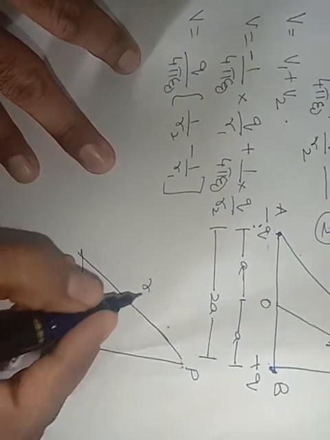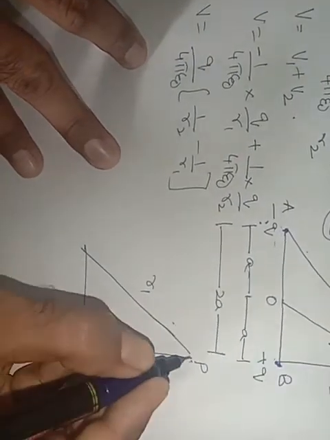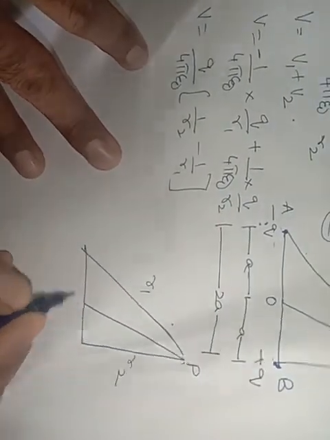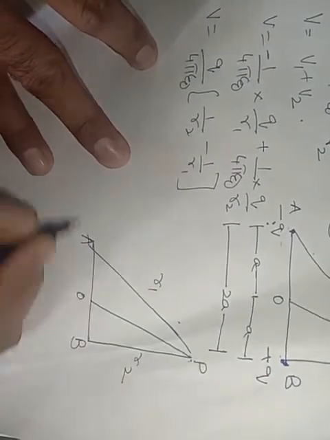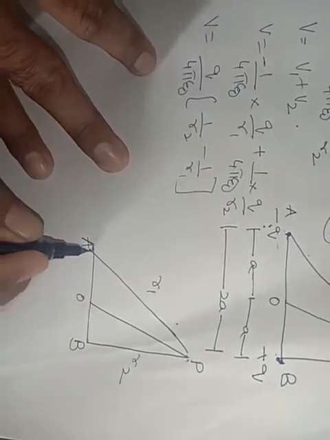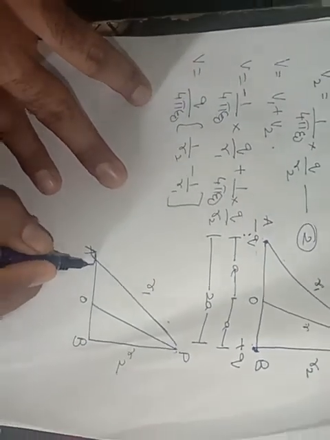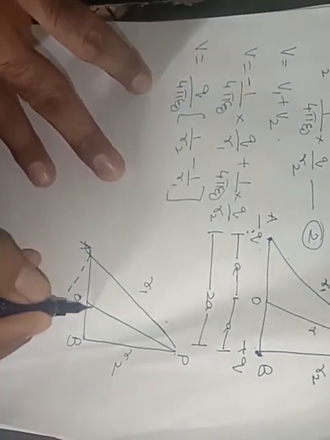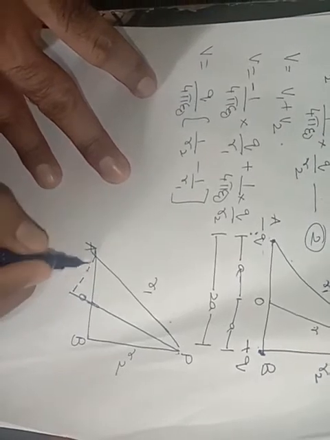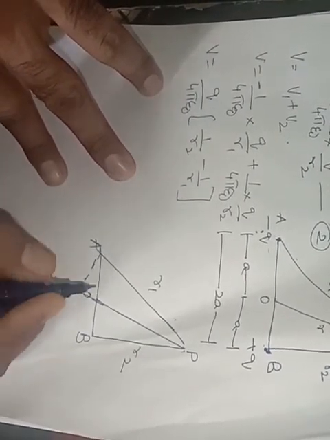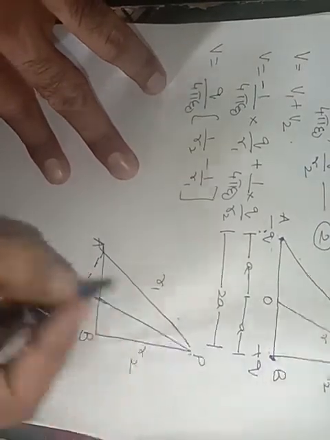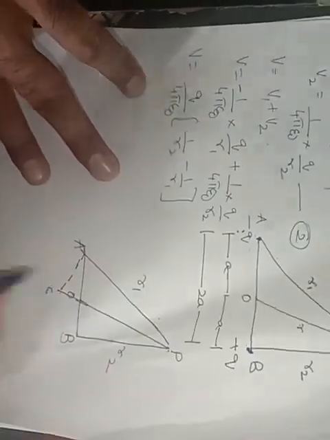This is P, this is R1, this is R2, this is O, this is A, B. So now to find out the value of R1 and R2, we will extend this up to this point. This point will be treated as C. So this will become a triangle APO.